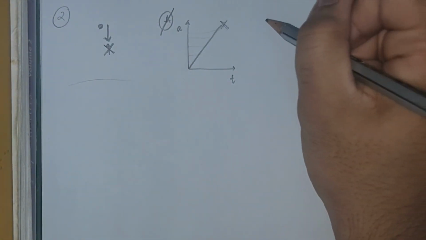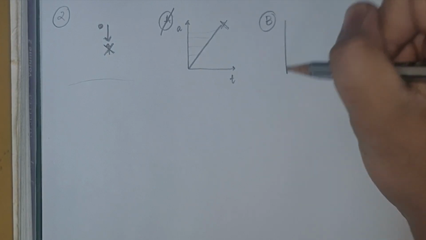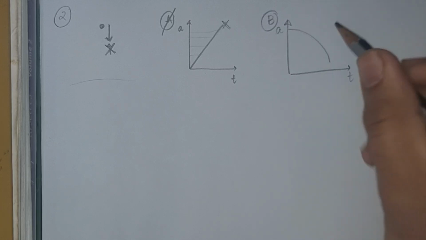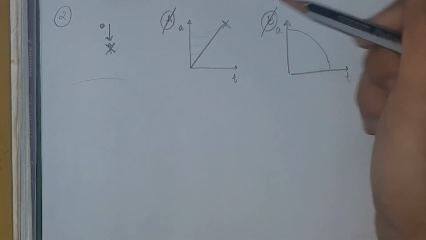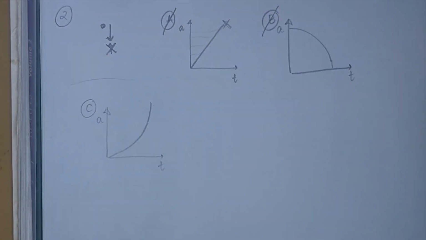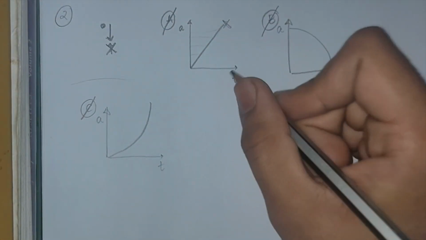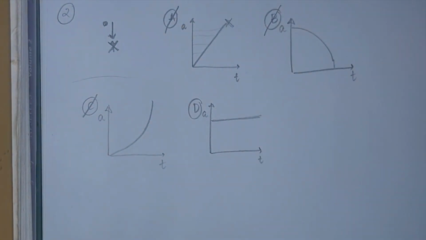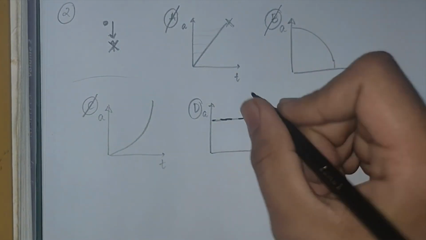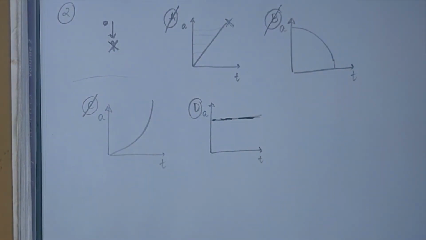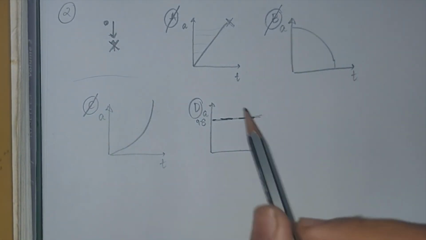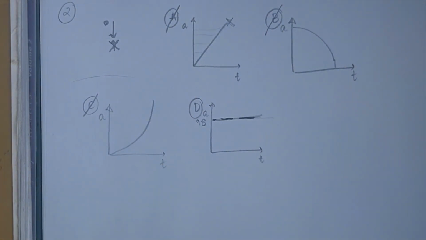So A is wrong. Option B looks like this. This again is wrong because the acceleration is decreasing. We don't care about the slope. We need it to be constant. So B is also wrong. Option C is also wrong because the acceleration is changing. Option D seems like the correct one because the acceleration is remaining the same across all the time. So maybe this point we can mark as 9.8 meters per second square, and this is remaining constant throughout. Therefore option D is the correct one.